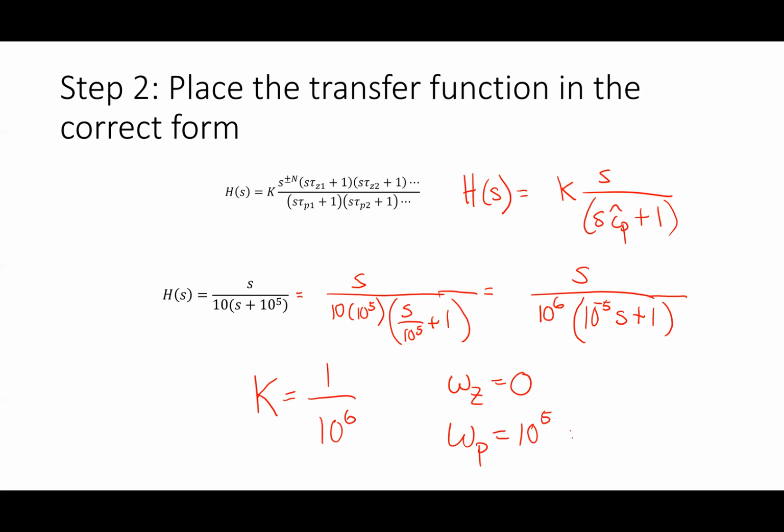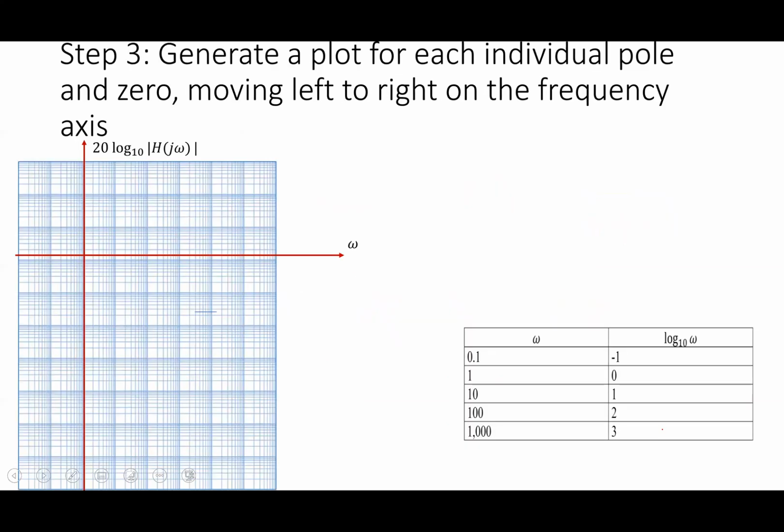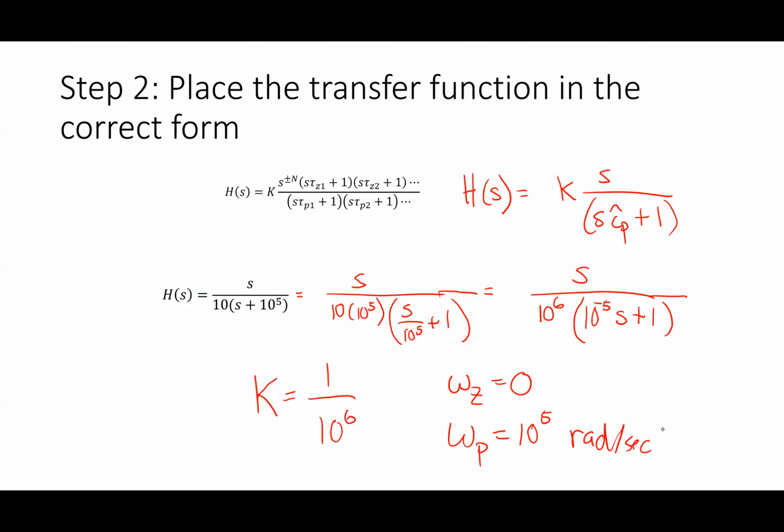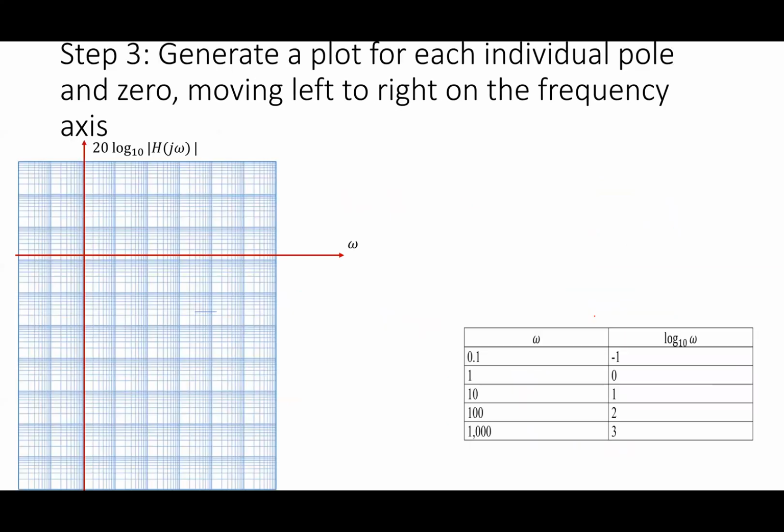Now we're out of time for today, but basically when I move on, I'm going to go to step 3, and I'm going to plot the magnitudes of each one of those things individually and then add them up. So let's just do one of them. What's the easy one for us to do? If I have that 10 to the minus fifth s plus 1, what do I do for that? So 1 over, that's a pole at 10 to the fifth, right? So what do I do if I have a pole at 10 to the fifth?